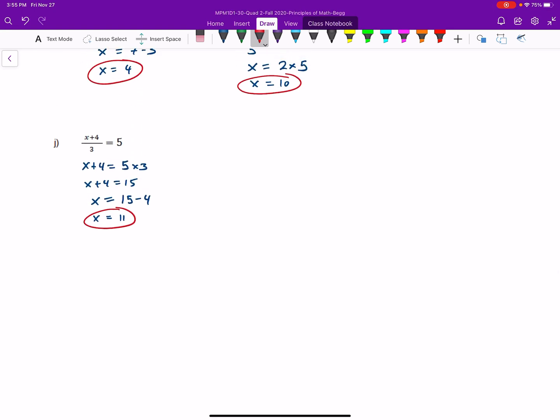Hopefully you got the idea that we're doing the opposite operations in the opposite order, and we always check our work when we're done. Always check, just as a quick thing. Does it make sense? Does it work out?